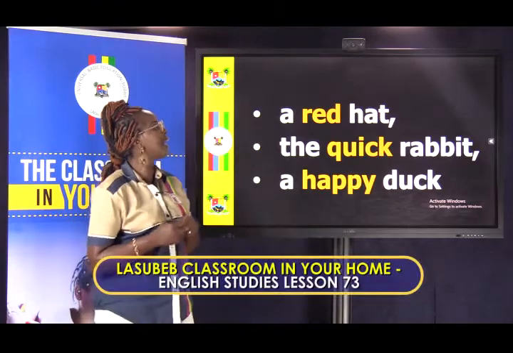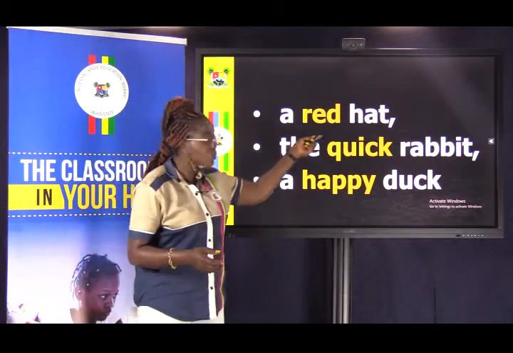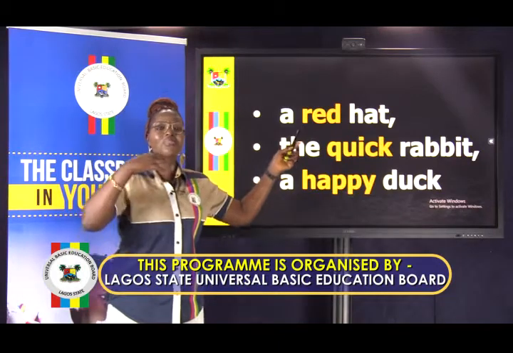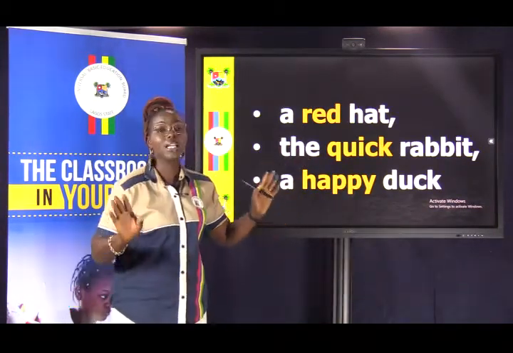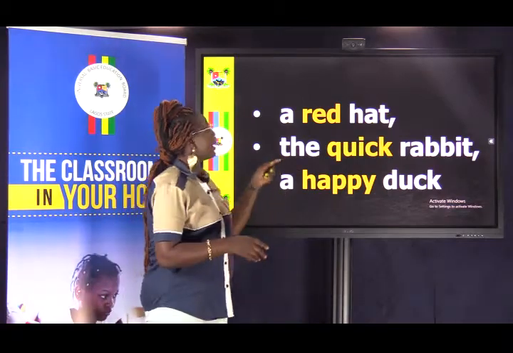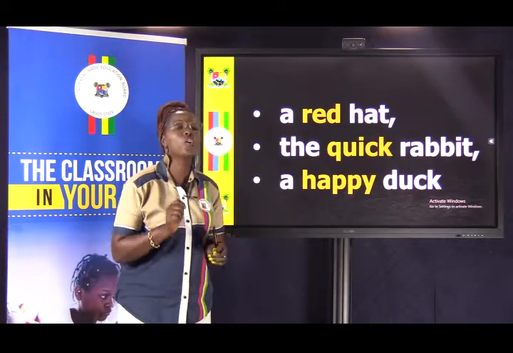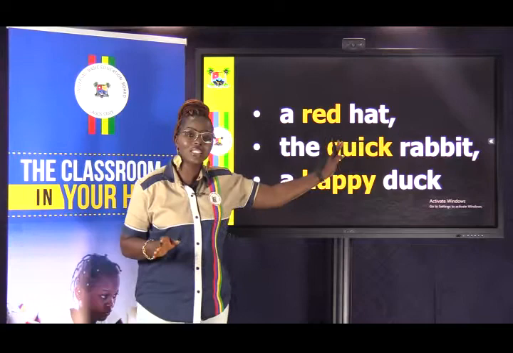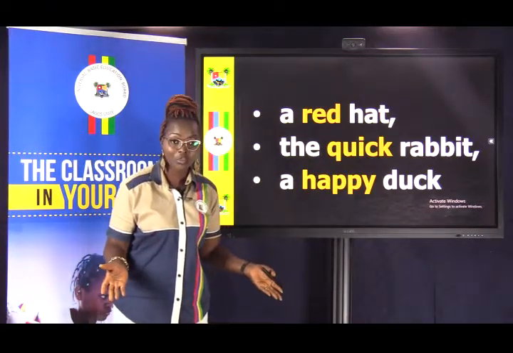Okay, let's move on, because as we go on, we'll be seeing more examples. Now, for the first one, a red heart. Heart is a what? Is a noun, right? Is a thing. Now, the red we added has given more meaning to the heart. Do you get it? It is not just a heart, it is what? A red heart. The quick rabbit. It means the rabbit is a what? Is a quick rabbit, not just a rabbit. And it's also telling us what the rabbit is doing at a particular point in time, right?